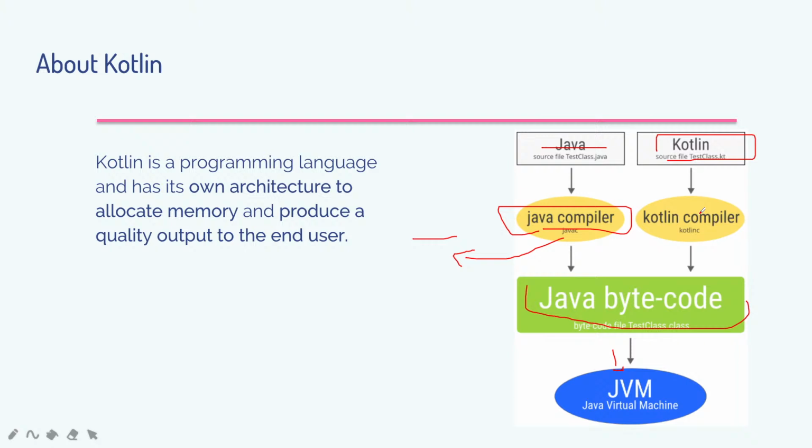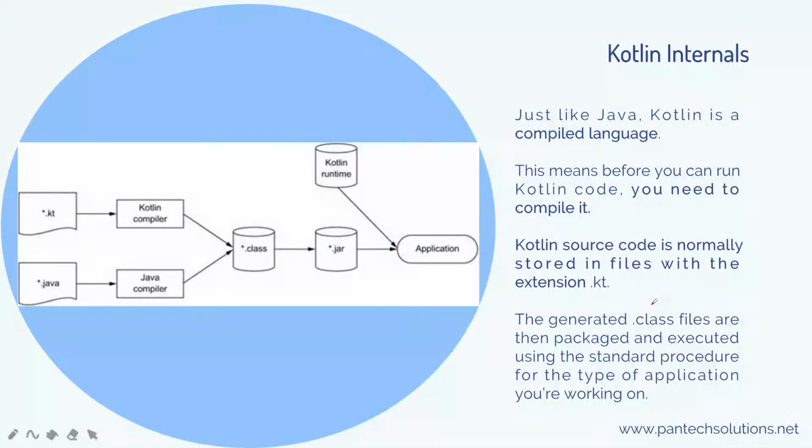Kotlin has a separate compiler. With this compiler, I convert my Kotlin language file into a Kotlin class, and then Java bytecode. So this is about Kotlin, and here you can see the Kotlin internals. Internals means the interior part of Kotlin, how it works.